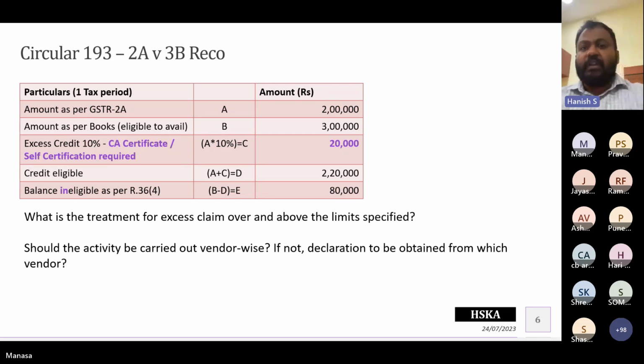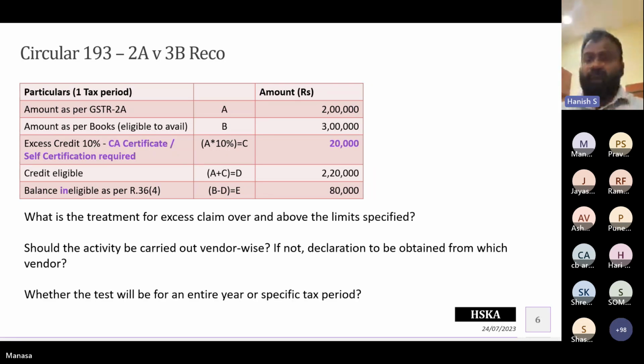Okay. Now the issue here is, okay, I have 2 lakh credit, 20,000 extra I have claimed. Now, should I look at it monthly? Should I look at it annually? Should I look at it vendor wise? From which vendor should I get the certificate? So should I match it vendor wise or should I match it in total? These questions, I think, cannot have a standard answer. Situation wise, we will have to look at what issues we are facing. If we have only 2 vendors, then it has to be vendor wise only. If we have 500 vendors, it might be very difficult to get vendor wise details.